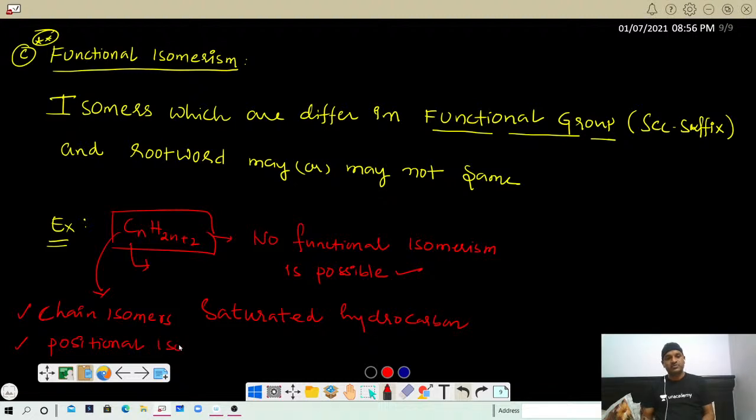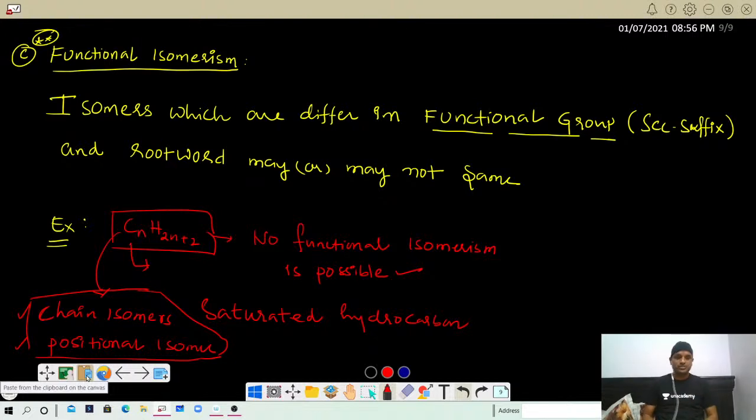Positional isomers are possible. Apart from that, under structural, no other isomers are possible. Only these two we can write with the molecular formula CnH2n+2. Okay, I'm talking about under structural, not stereo. If the given compound formula is CnH2n+2, then we can write chain isomers as well as positional isomers, but functional group isomers are not possible. Okay, that thing you have to remember. And let's go for the next formula, next example.